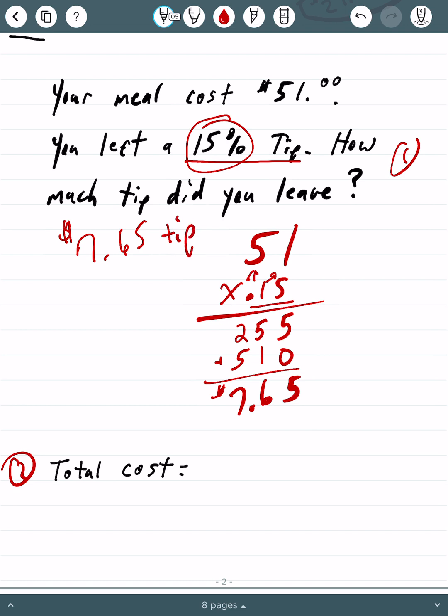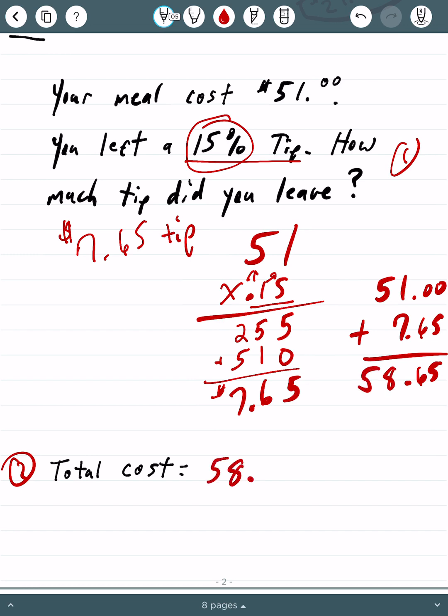Now, it says, what was the total cost? Well, that's extra money. You're giving more money. We need to add that. $51 plus $7.65. Notice my decimals are lined up. So your total cost would have been $58.65. Now remember, you'd also have to, in real life, add tax onto that, okay?